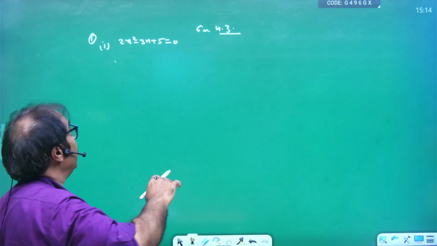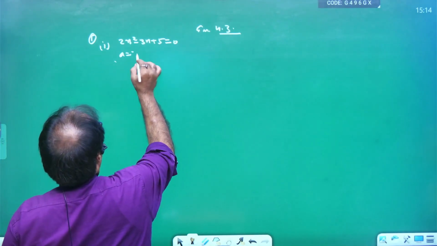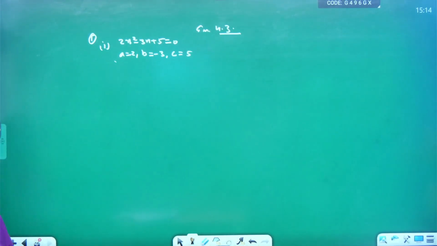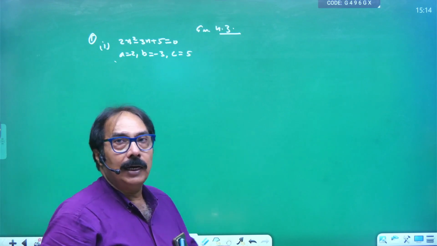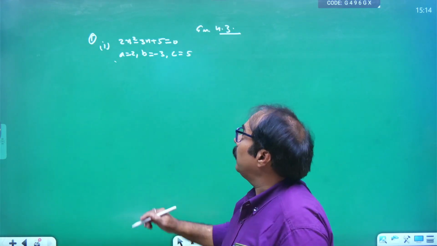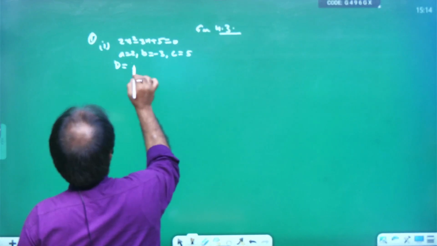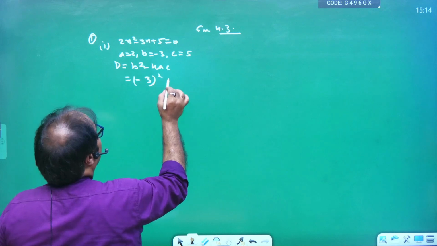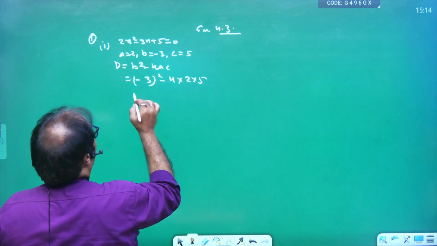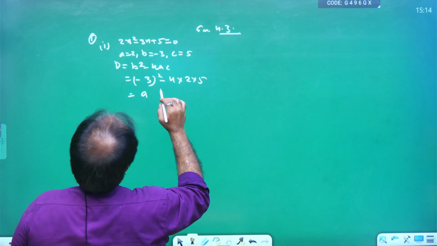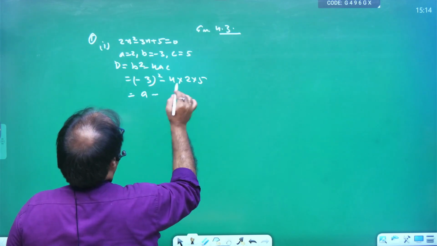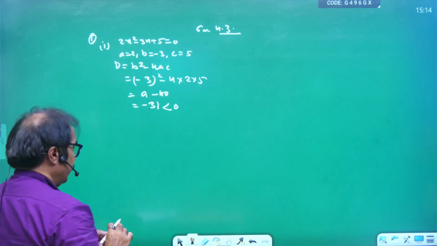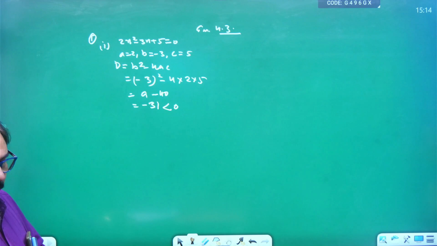So here first of all write what is A. A is 2, B is minus 3 and C is 5. A means the coefficient of x square, B means the coefficient of x and C means the constant term, right? And now find D. D is equal to B square minus 4AC and the value of b is minus 3 square minus 4, a is 2, c is 5. Minus 3 square is 9, and 4 times 2 is 8, and 8 times 5 is 40, so this is minus 31 which is less than 0.